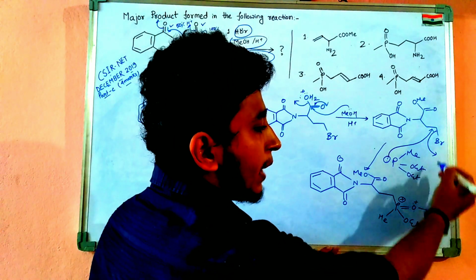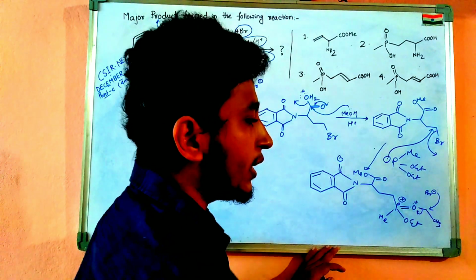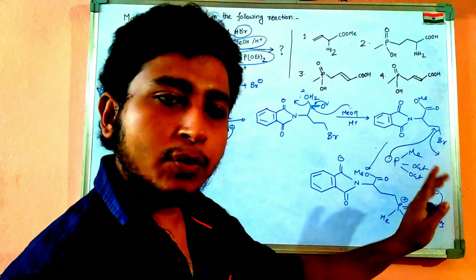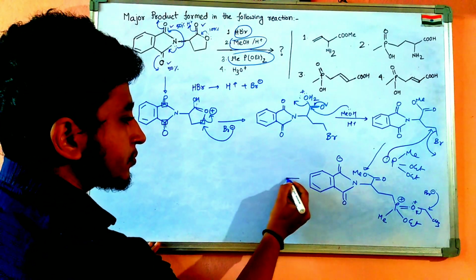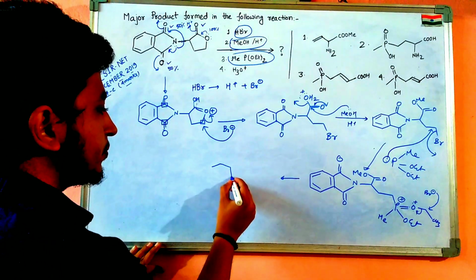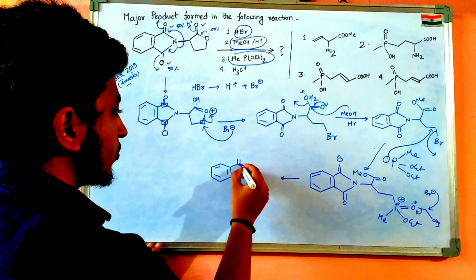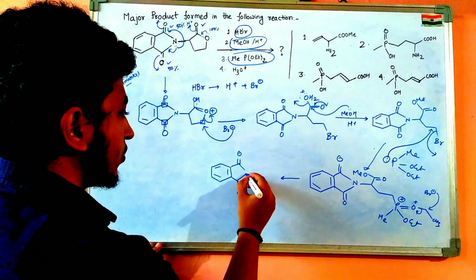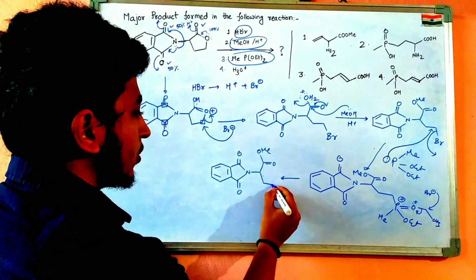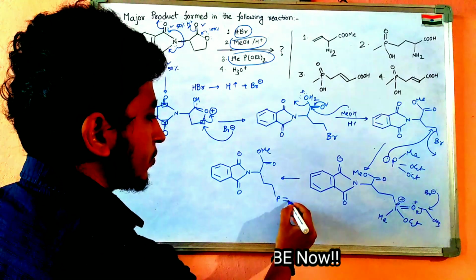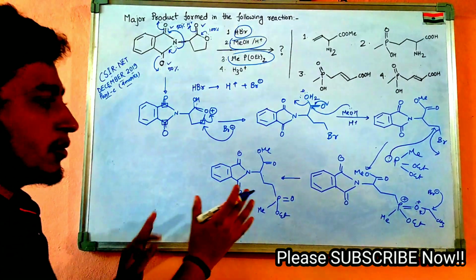And this counter Br minus that is coming out, this Br minus can attack here and this will open up, okay? And this CH3CH2Br will come out and this P=O will form. So guys, this will form. So this will be the product, okay?